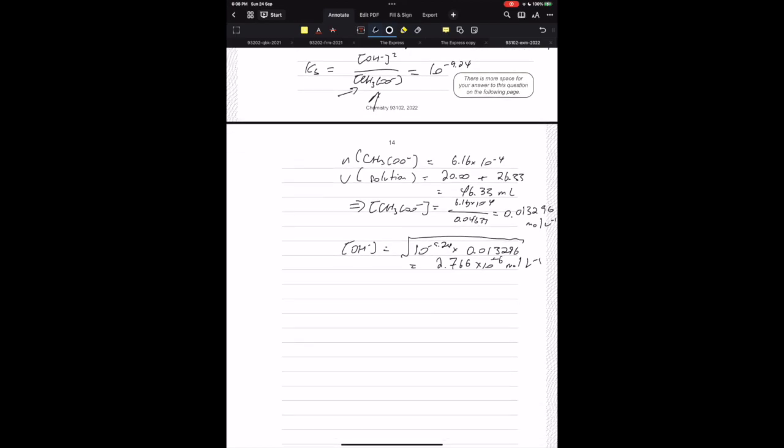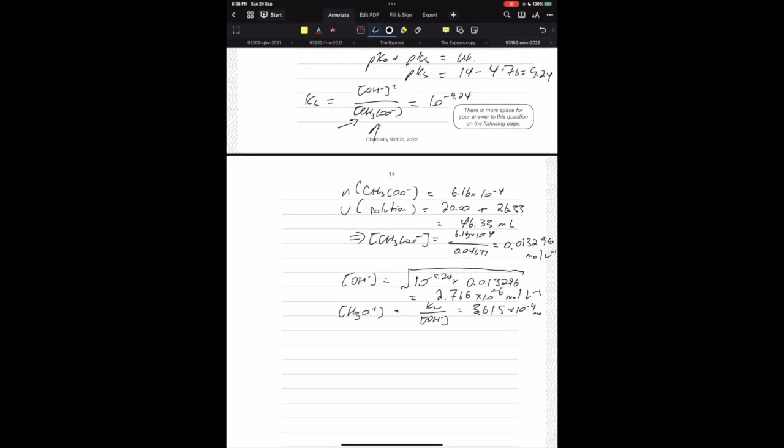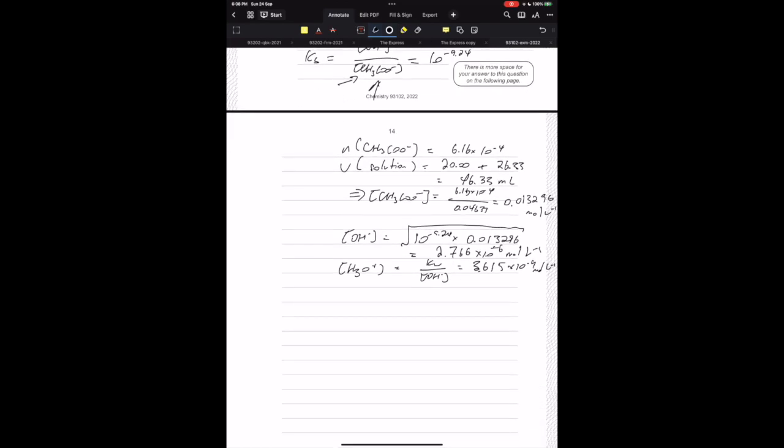And because to figure out pH we need the hydronium concentration, this is given by Kw divided by OH minus, and Kw is 10 to the negative 14. So 10 to the negative 14 divided by this 2.766 is 3.615 times 10 to the negative 9 moles per liter. So the pH, again, is just the negative log of that. So the negative log of that is 8.44. So that's the pH at the equivalence point.